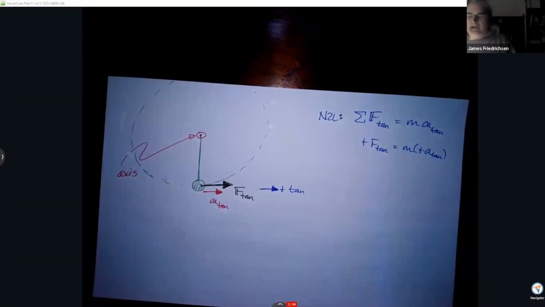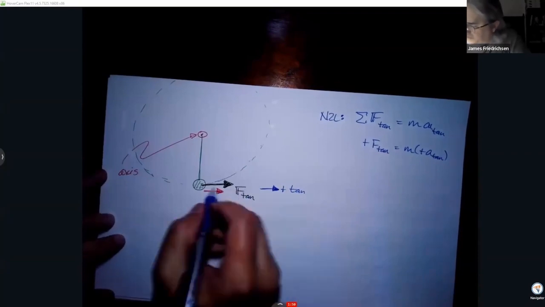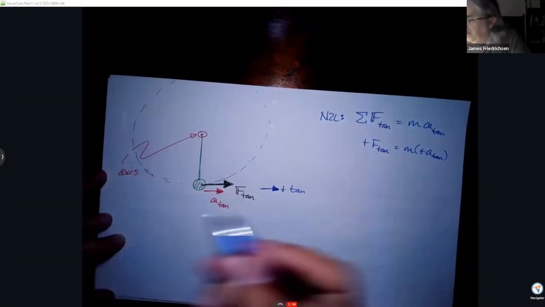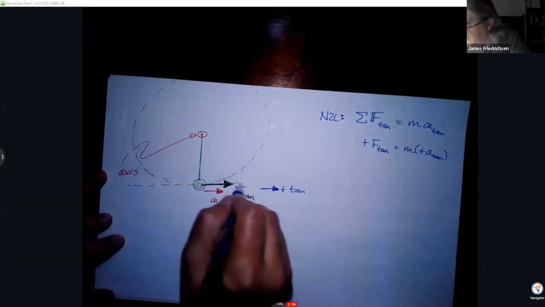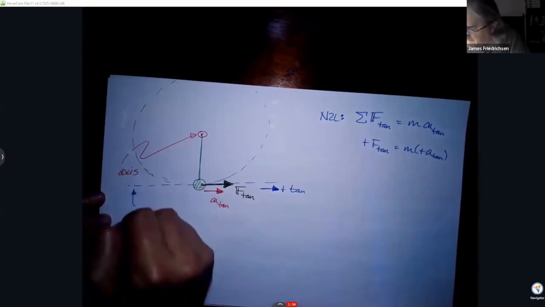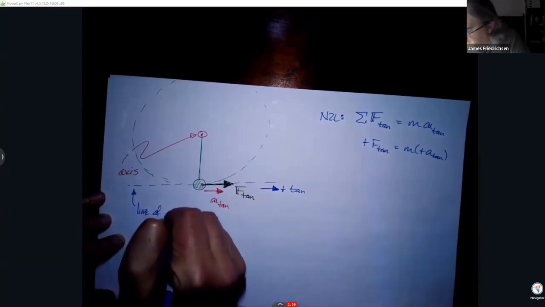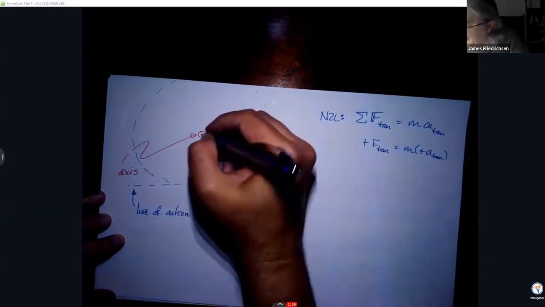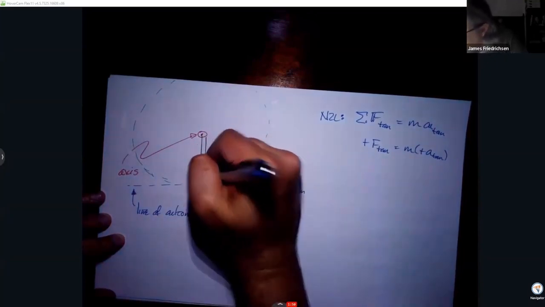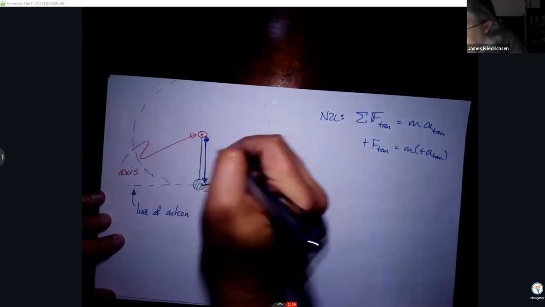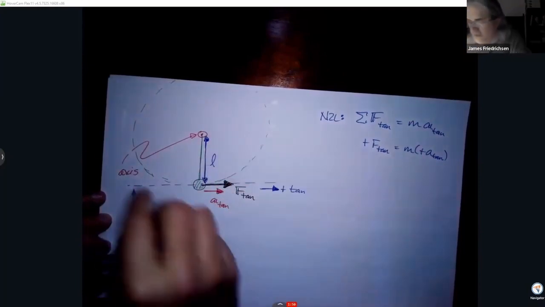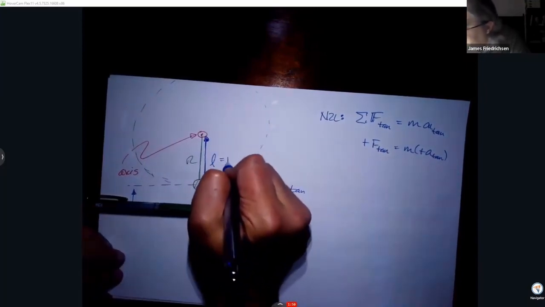Now, this is our axis of rotation. For this particular force to cause an angular acceleration, we need to create a net torque. So here's my line of action. And then that shortest distance from the axis of rotation to the line of action is our lever arm. So the lever arm will be equal to the radius of the circle, like so.